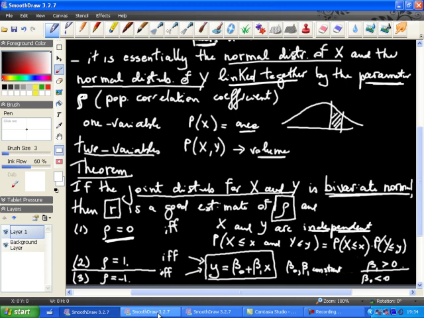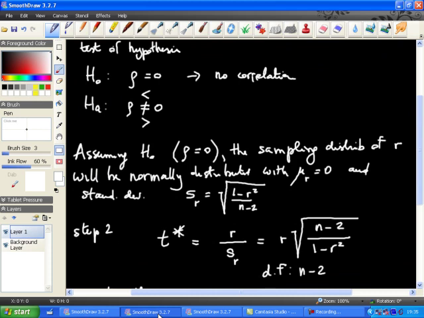So having said that, we can go to the test of hypothesis. Step 1 is the null and alternative hypothesis. Always assume that rho is equal to 0. So we always assume that there is no correlation. That's the sort of conservative hypothesis. Why should we think that there is a relationship between x and y? It needs to be proved. So we start thinking there is no relationship.